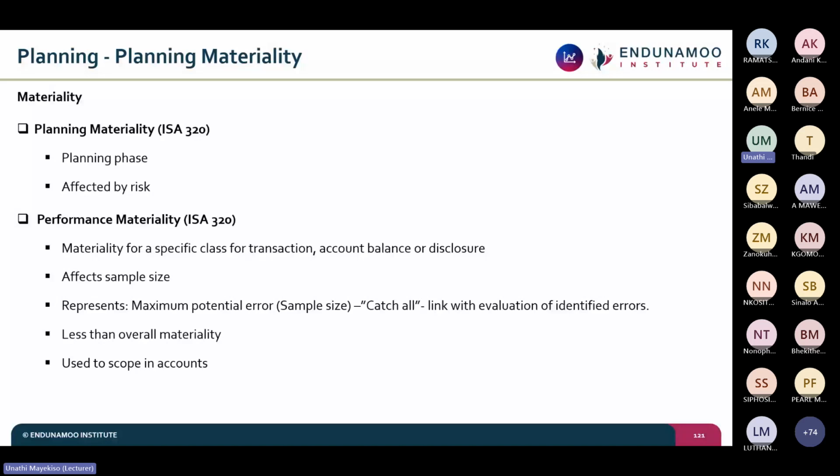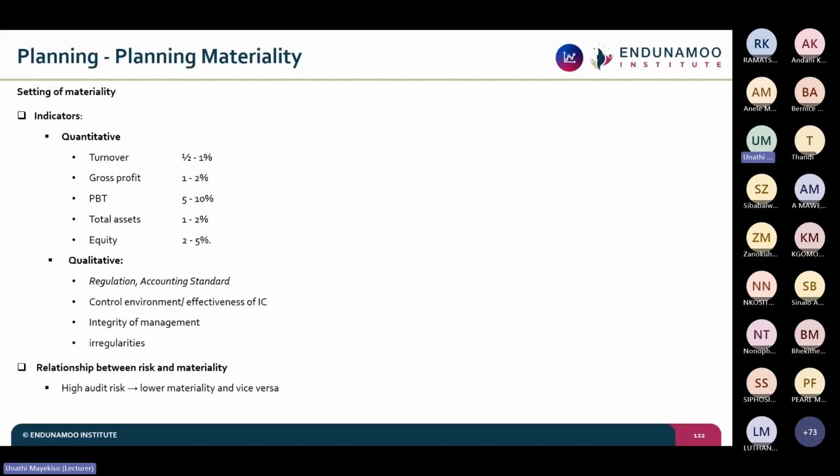Okay, so materiality has planning materiality and performance materiality. Planning materiality is in the planning phase and it's affected by risk. Performance materiality is materiality for a specific class of transaction, account balance, or disclosure. Performance materiality is also something that affects your sample size. Performance materiality also represents your maximum potential error from your sample size. We call it a catch-all, so it's the net. And your performance materiality is less than your overall materiality. And you use performance materiality to scope in accounts when you're doing your scoping. In terms of determining materiality, the ISA does give you, yes.